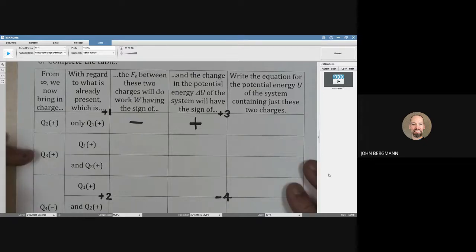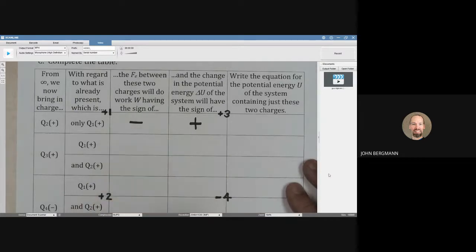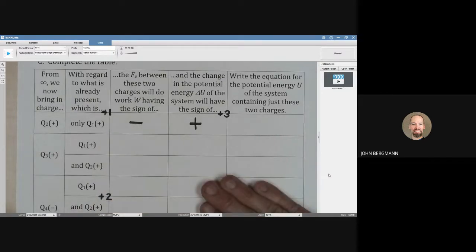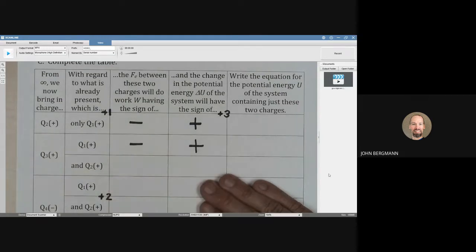Now, if we bring in charge Q3, which is up here, you can see it's positive, as are charges 1 and 2. Charges 1 and 2 are already in the system. When we bring in charge 3, with regard to charge 1, the electric force will do negative work, which means the change in potential energy will be positive. Similarly, with charge 2, there's going to be negative work that the electric force does, and that means that the potential energy change will be positive again. Now we're going to bring in charge 4.